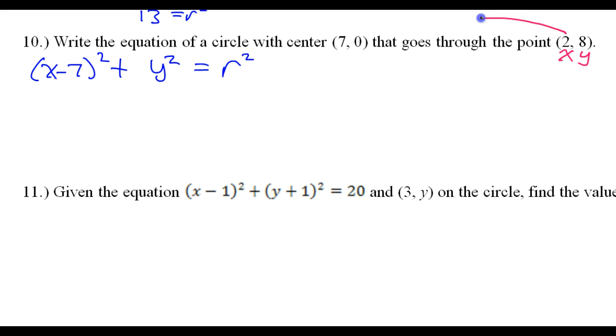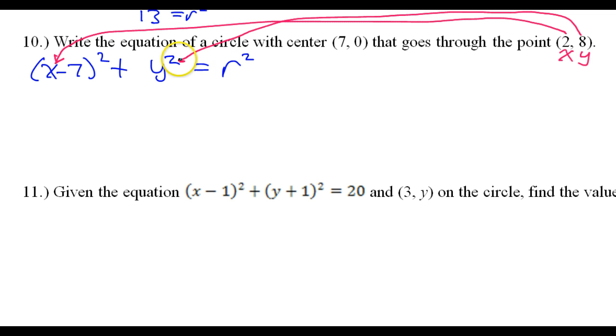So I could take this x value of 2 and put that in right there, and I could take this y value of 8 and put that in right there. So that's going to give me a 2 here and 8 here. So that means I have 2 minus 7 squared plus 8 squared is equal to the radius squared. 2 minus 7 is negative 5.